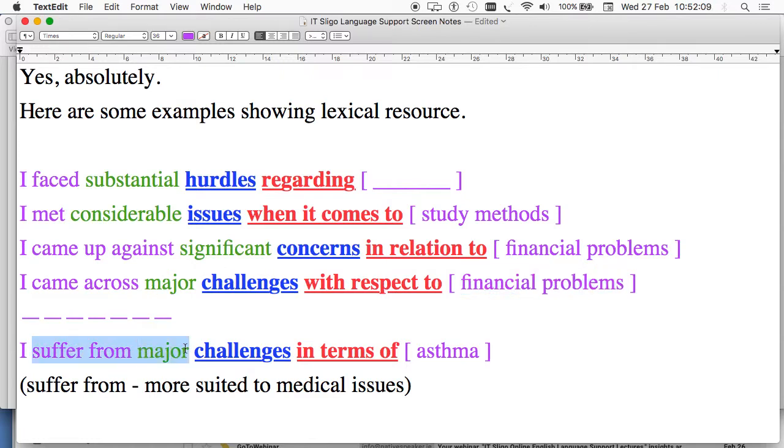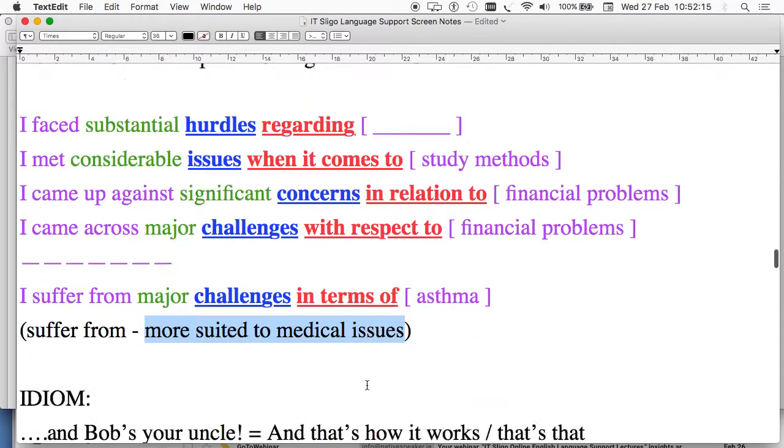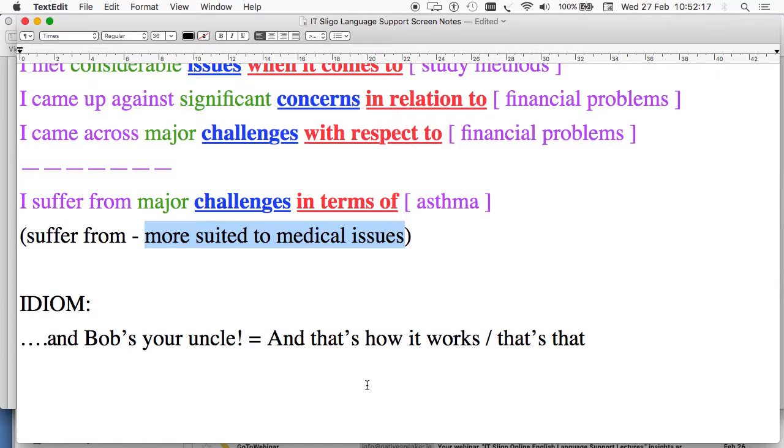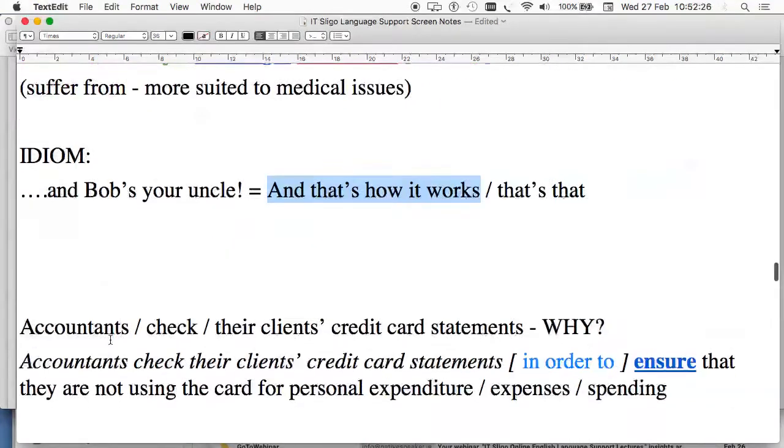I suffer from major challenges in terms of asthma. So "suffer from" is more suited to medical issues. Not exclusively, but that's a pattern that you'll notice. And that's how you do it. So, and Bob's your uncle. That's how it works. So there's a nice idiom.